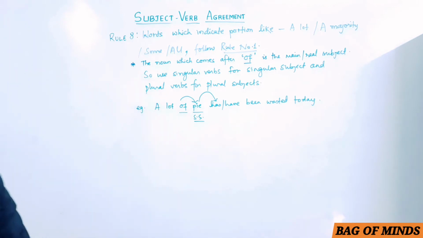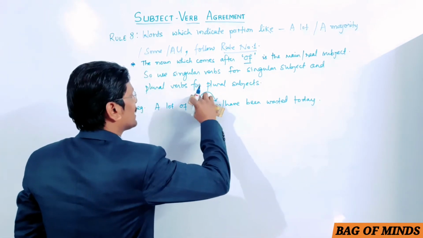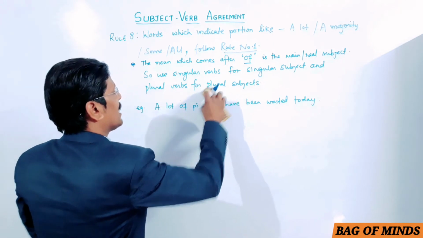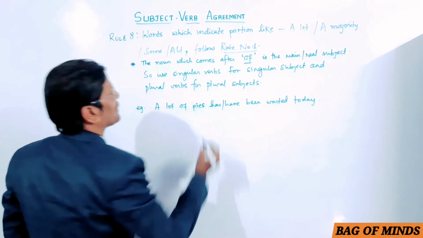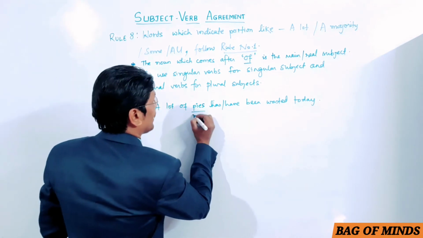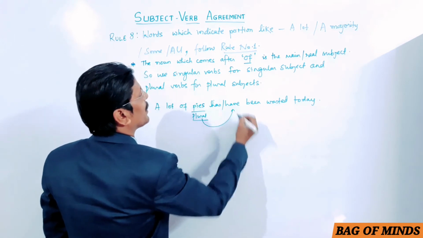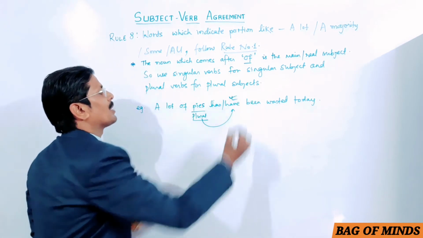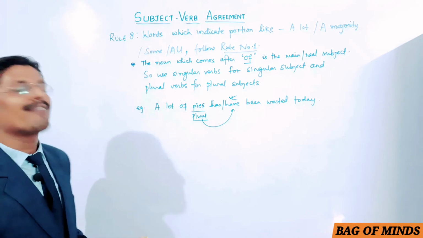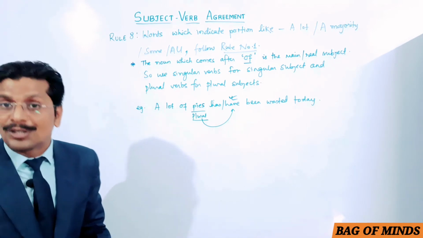Let me just quickly twist the situation here. So let's say I make this noun plural. A lot of pies. So here "pies" has become plural, which means it will follow plural helping verb, and the right option will be "a lot of pies have been wasted today."